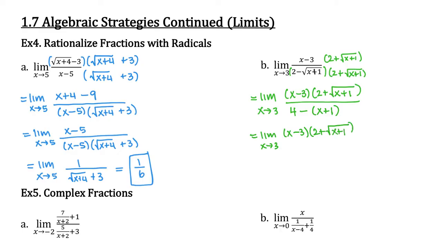Okay, now the denominator, if I distribute that, I get 4 minus x minus 1, right? Which is going to be 4 minus 1 minus x. 4 minus 1 is 3. I'm going to take out the negative sign and then I'm going to cancel it.